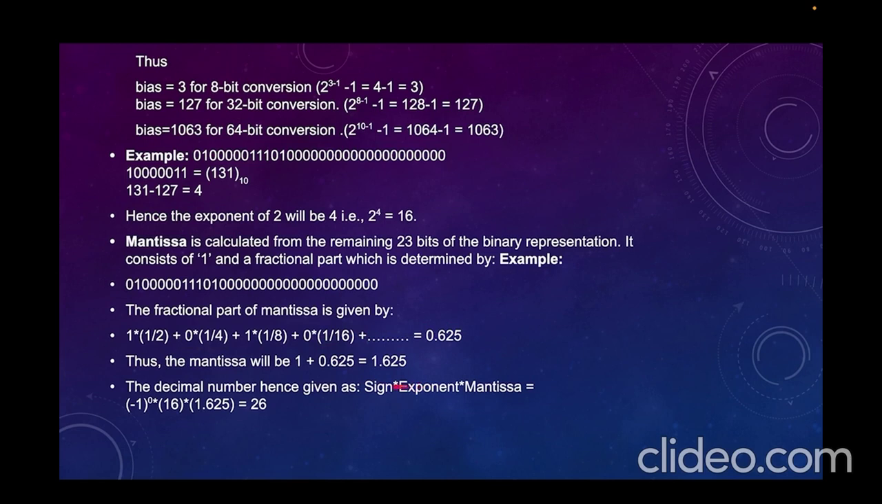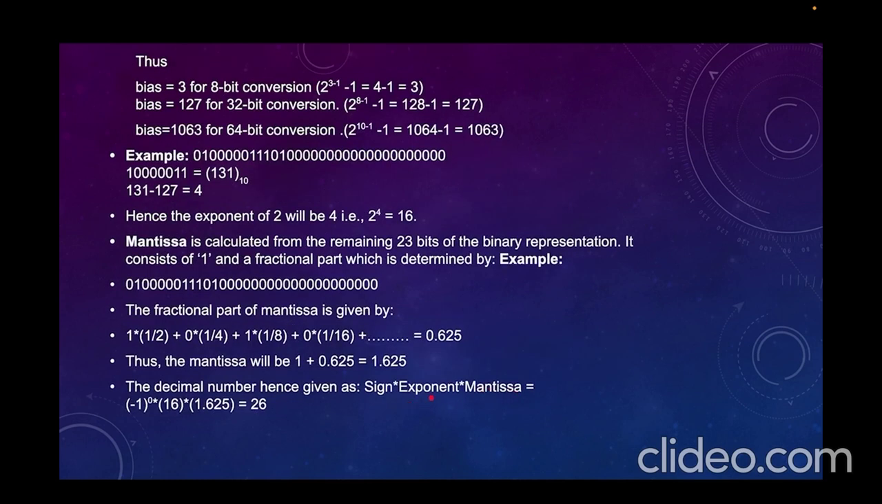Thus the decimal number is given by the sign, then the exponent part, then the mantissa, and that would be minus 1 raised to 1, into 16, into 1.625. This would be minus 26. Now there's another representation of this number where you switch between the sign and mantissa parts.